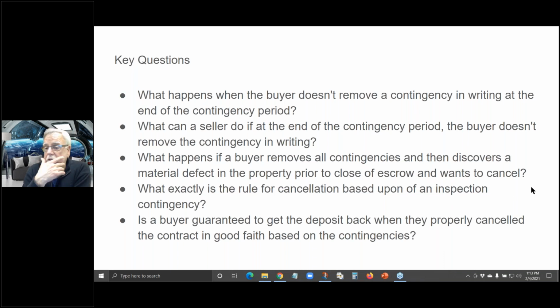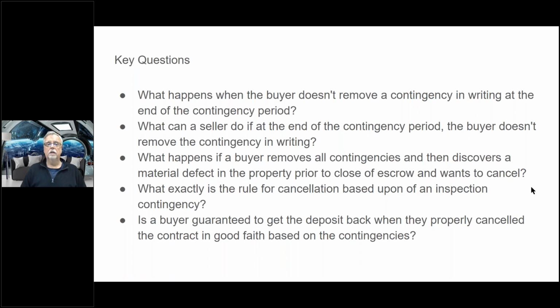You can look at that tomorrow. So what does it mean, right? The buyer does not remove their contingencies on time. You called them up, you asked nicely, they just didn't do it. What happens? Does that mean the contract is automatically canceled just because the buyer didn't perform within 10 days? And the answer is no, that's not what it means.